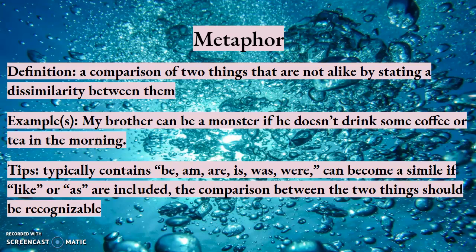Some tips for the metaphor are, it typically contains be, am, are, is, was, and were, and can become a simile if the words like or as are included. So as you can see, the word be is being used to compare the brother and the monster, and there's no like or as in the sentence. And the comparison between the two things should be recognizable, and it is.